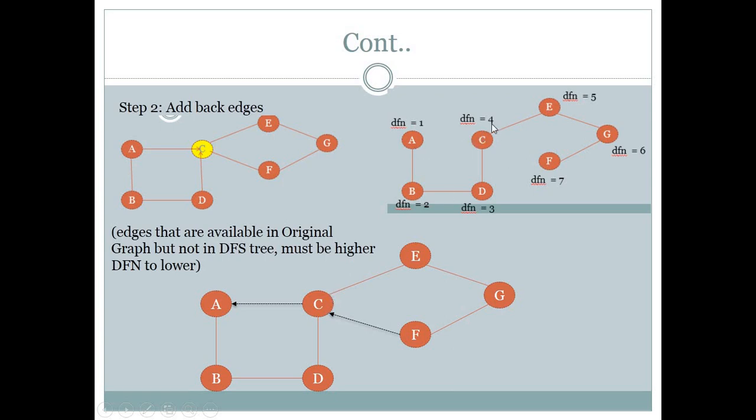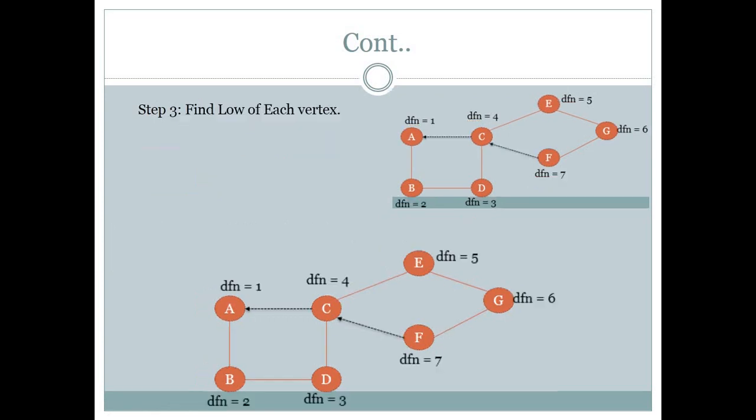So the edge will be C to A. Here C has DFN of 4 and F has DFN of 7. So the edge will be F to C. So these are the back edges. So this is step number 2. We have added back edges in our tree.